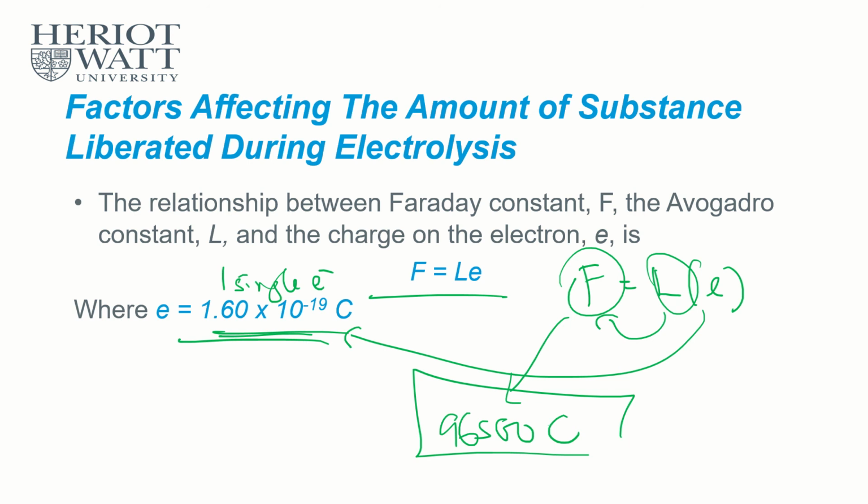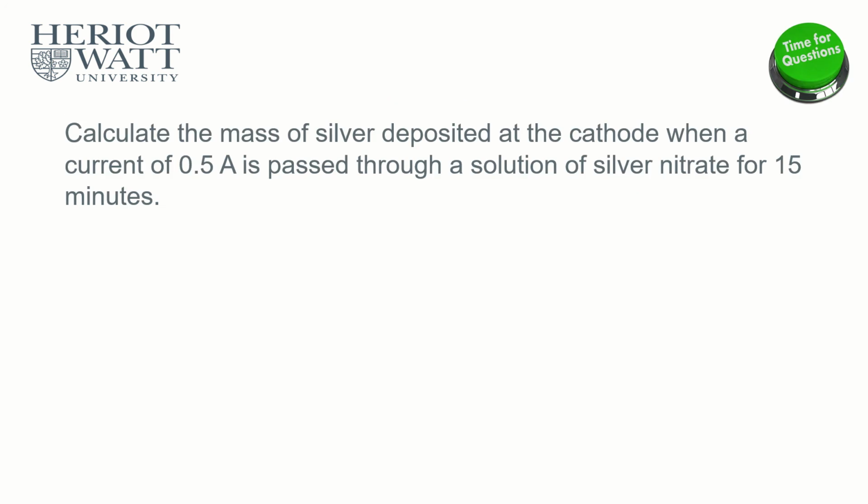All right. So basically, for the Faraday constant, how you get 96500 is you just multiply the Avogadro constant with the charge of a single electron, and you will get 96500. That's the relationship, all right? But that's not all of it.